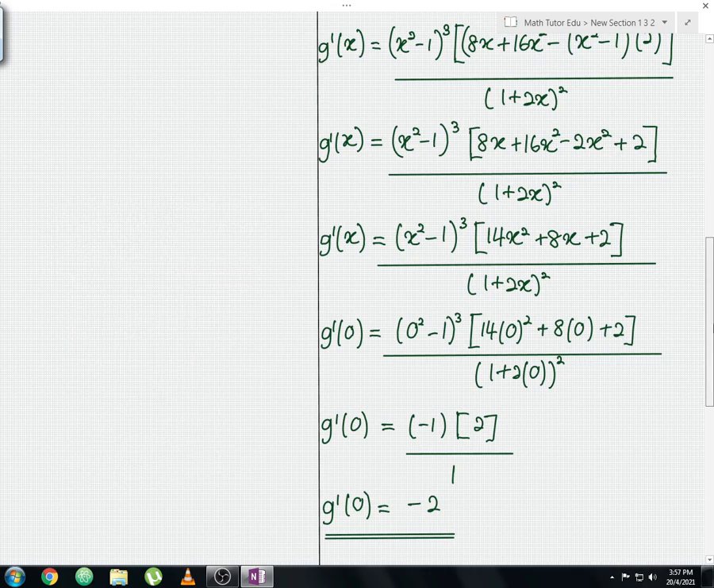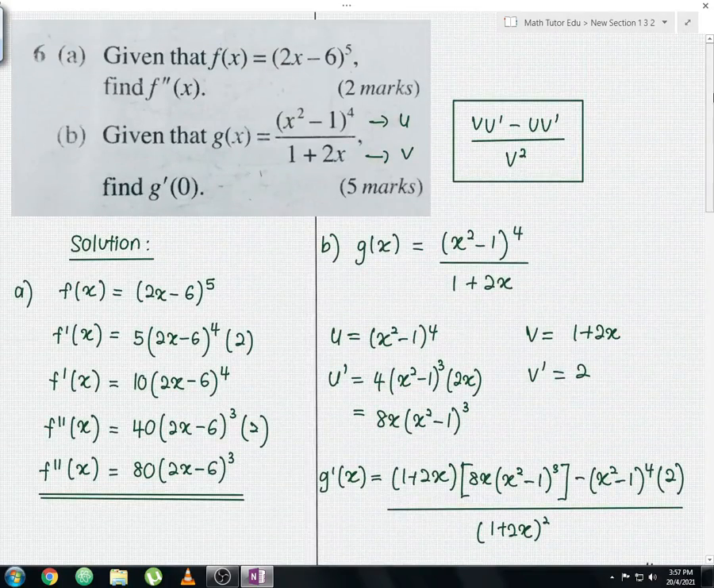Let me scroll it up. So that is all for the step-by-step working and solution for this question. I hope you understand the full working that I've shown to you.